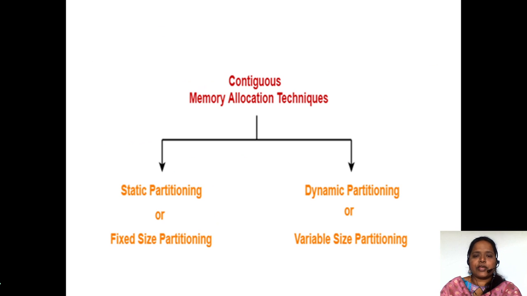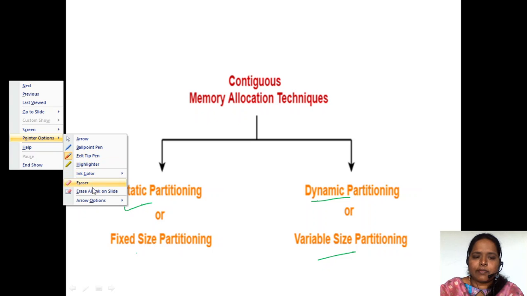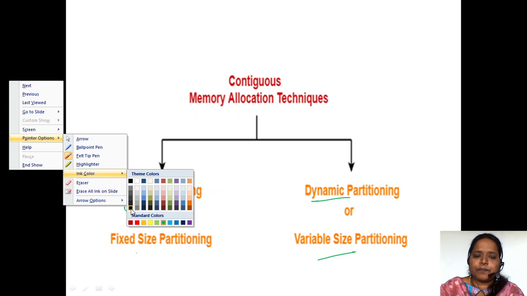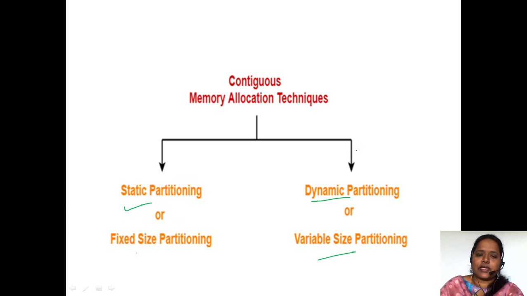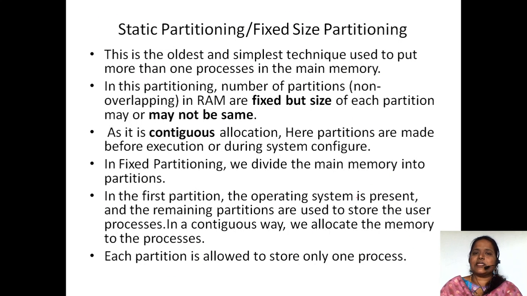We are going to have two types: static partitioning, which we can also call fixed partitioning, or dynamic partitioning, which we can call variable partitioning. So static or fixed, dynamic or variable. These are the two memory allocation techniques we are going to see. The first one is static partitioning, or fixed-size partitioning.